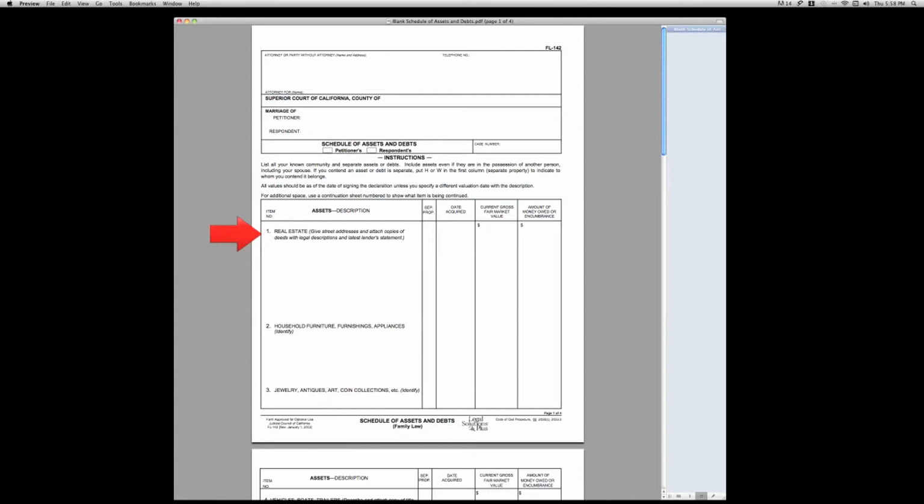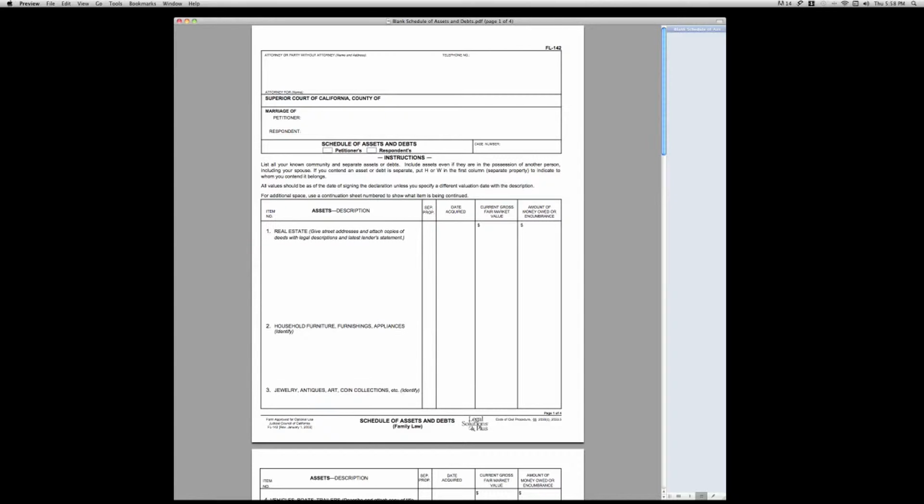Here, usually most of us would simply list the street address of the property that we own, and some may have more than one property. And so for each property that you own, list that property. If the property is in your spouse's name and not yours, list that property.